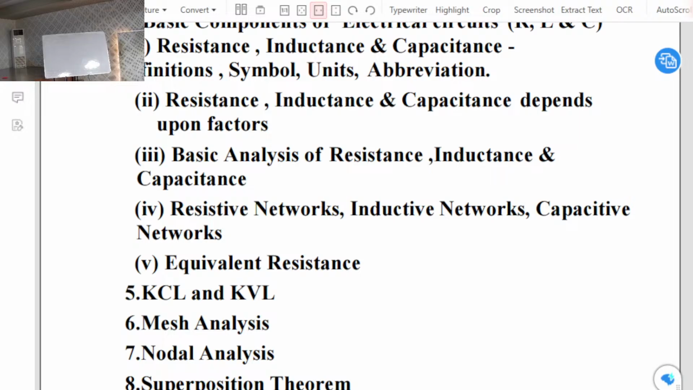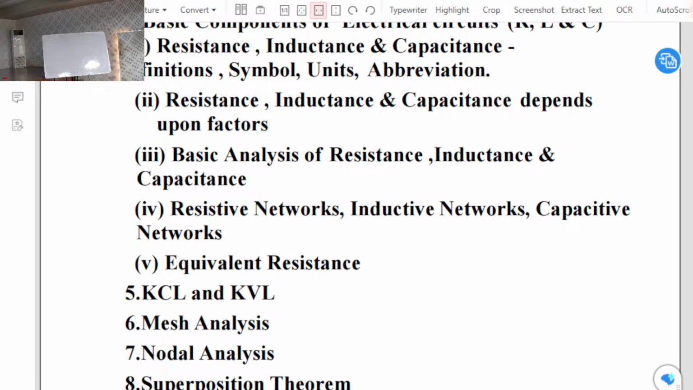Right. Next one, basic analysis of resistance, inductance, capacitance. What is the basic analysis? I want to go into mathematical form. I need the formulas related to resistance, inductance, and capacitance to analyze the circuits. Numericals are very important to analyze the circuit compared to the theory part. Numericals make it very easy to understand the concept. So I need basic analysis. That is the third topic.